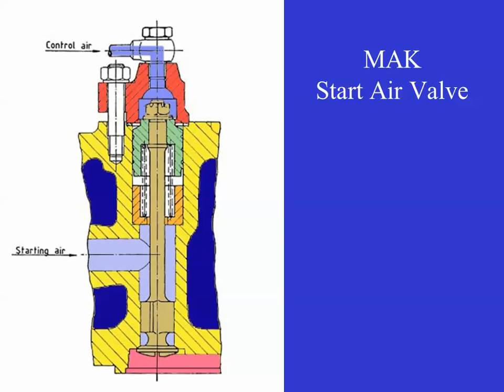So this is the MAN, and this is your pilot control air up here, and then this is your main start air coming in. So when the pilot air comes in from the start air distributor, the force acting on this compresses the spring. This opens and allows start air into the cylinder.